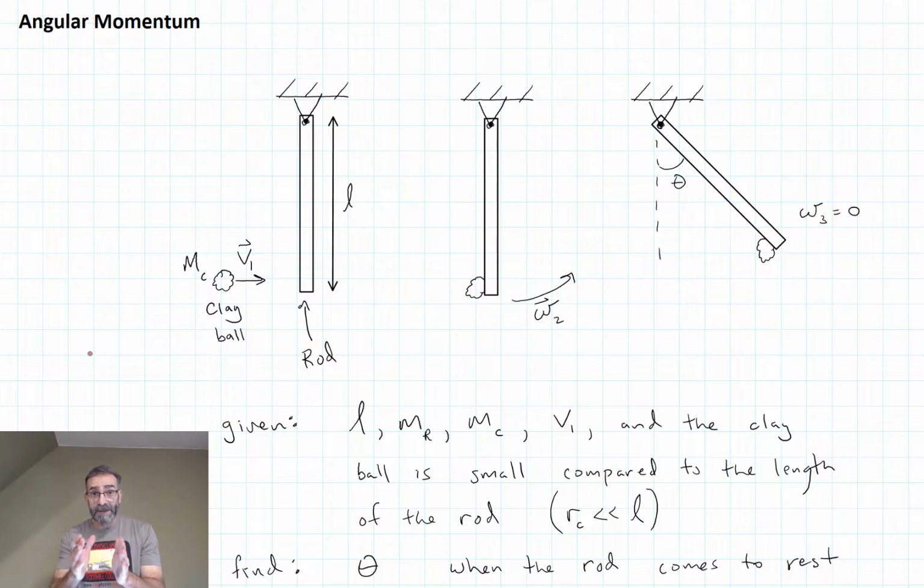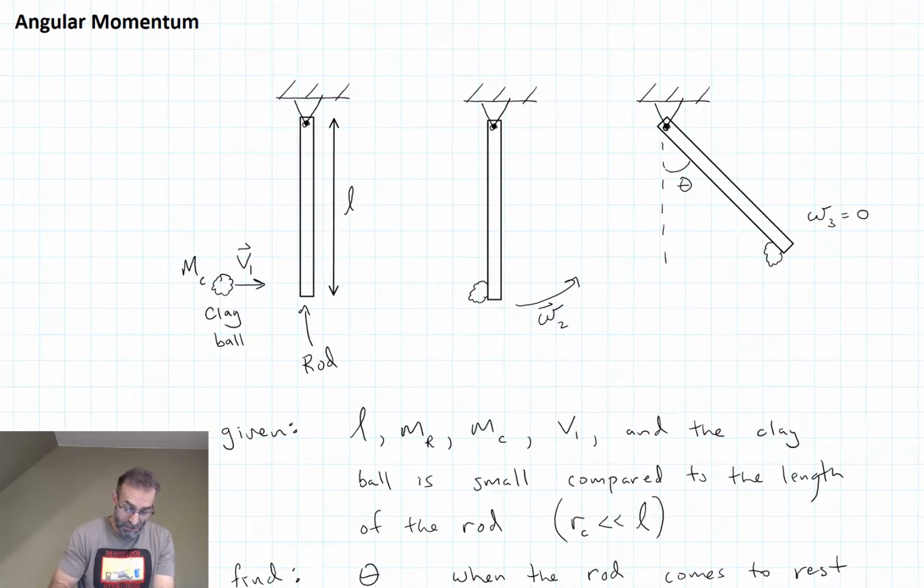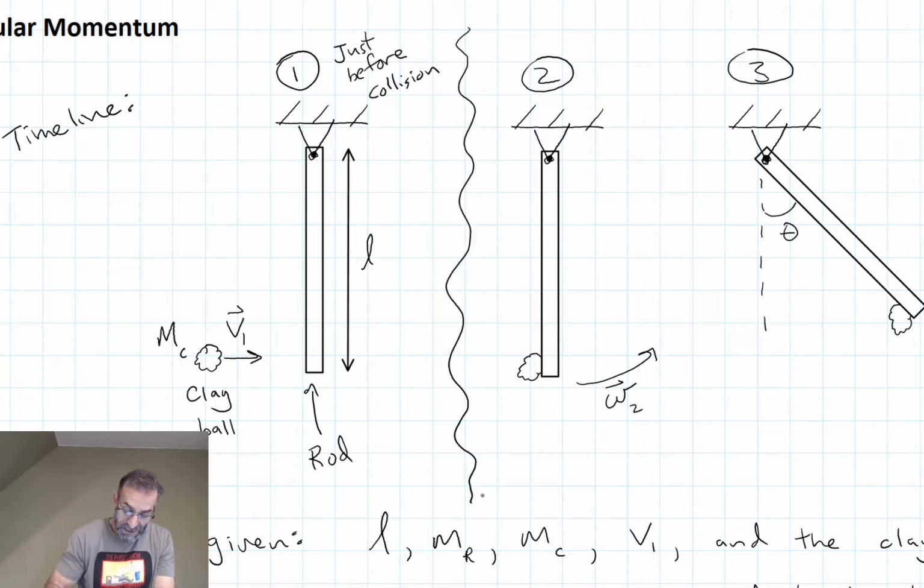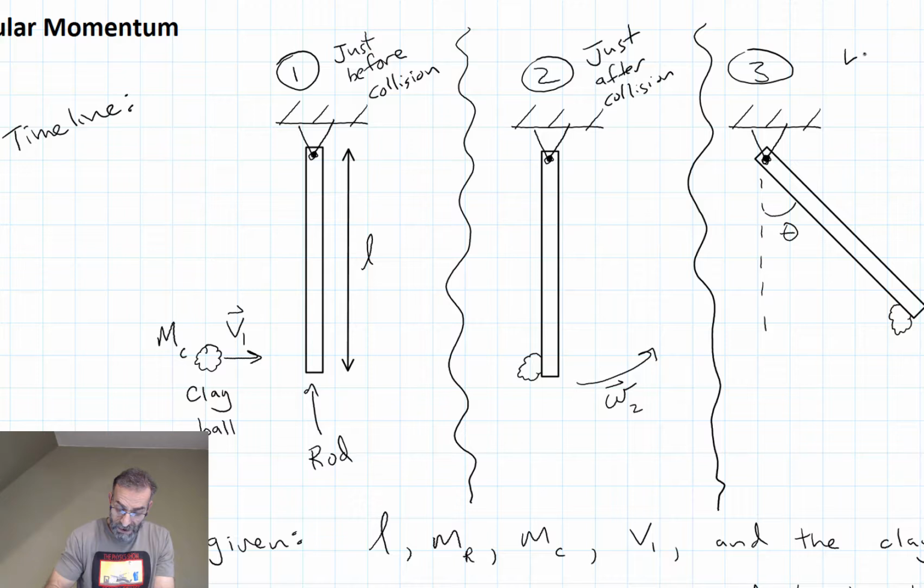Where do we always split our problem? The split second before the collision and the split second after the collision. So I'm going to draw a timeline. I actually already drew the timeline for you. I'm going to call this time 1, this time 2, and this time 3. Time 1 is just before the collision. Time 2 is just after the collision. And time 3 is later. Sometimes you have to do something earlier, sometimes later, but you always split the problem the split second before the collision and the split second after the collision.